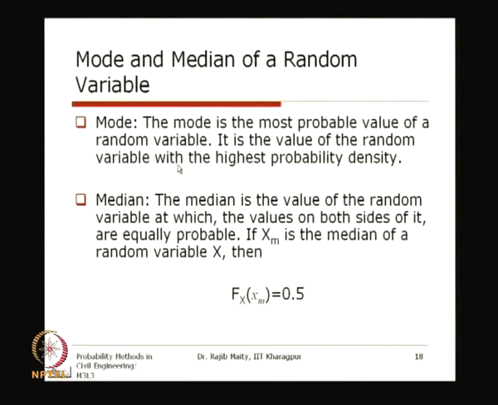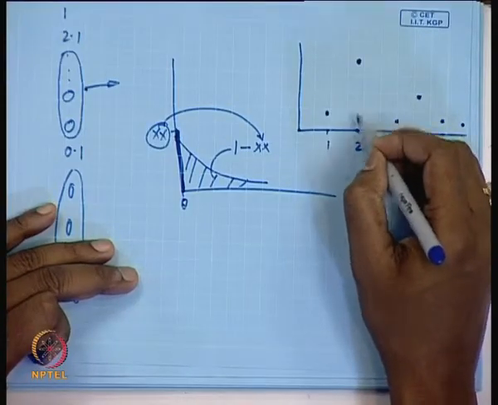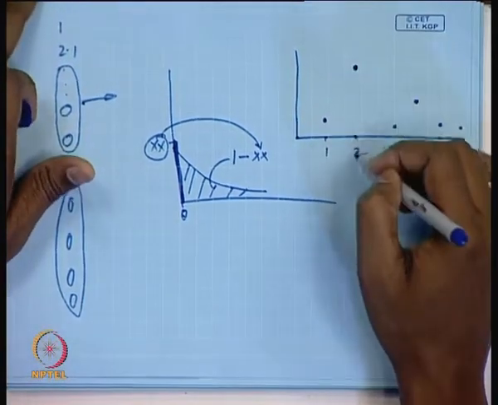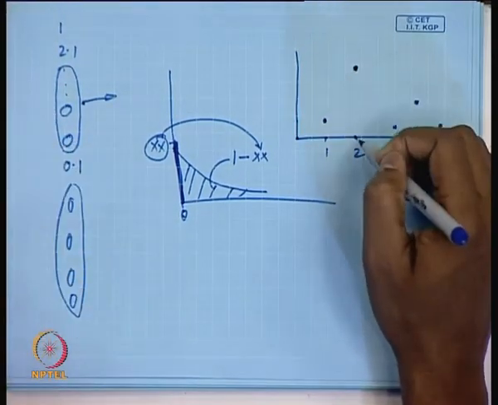The other two measures of central tendency are the mode and median of the random variable. The mode is the most probable value of the random variable. So out of the different outcomes in the discrete case, and over the overall range, which one is the most probable value? It is the value of the random variable with the highest probability density; obviously, probability density applies to the continuous case. If you look at this one, the probability mass concentration is maximum at 2, so obviously the mode here is 2.